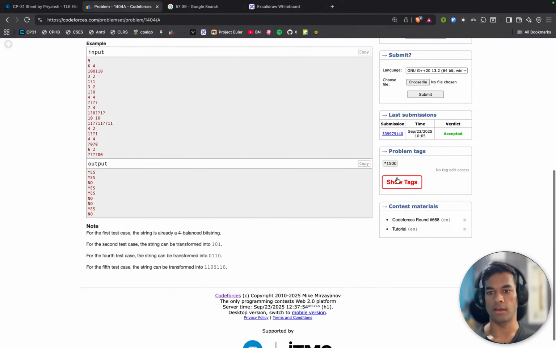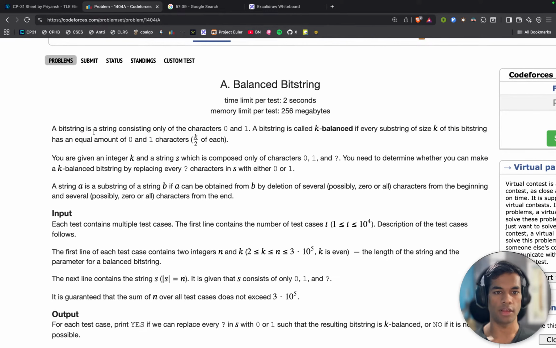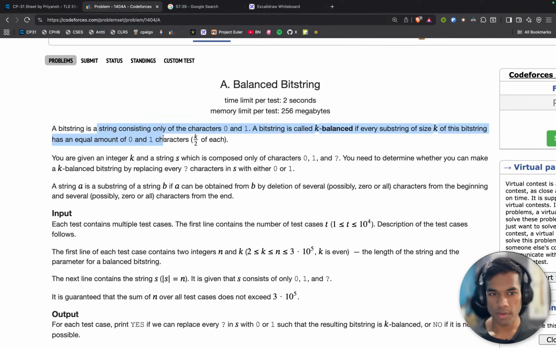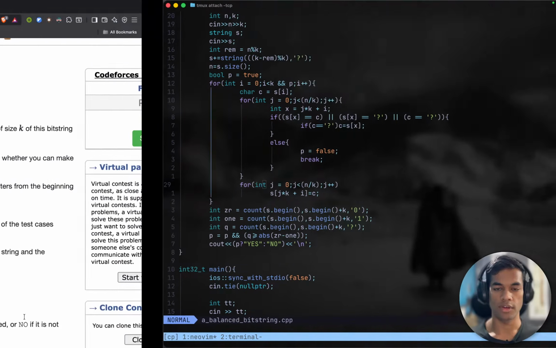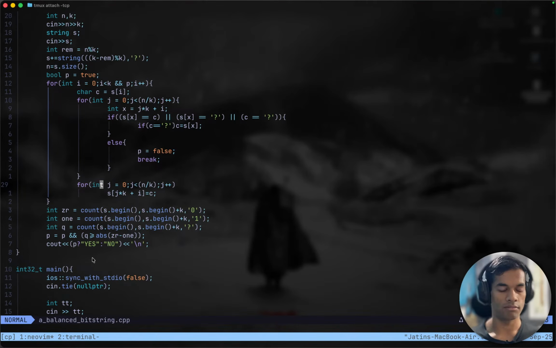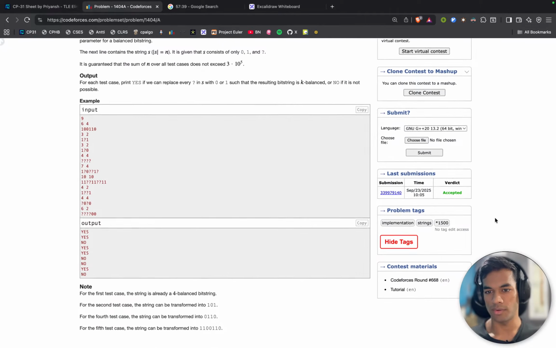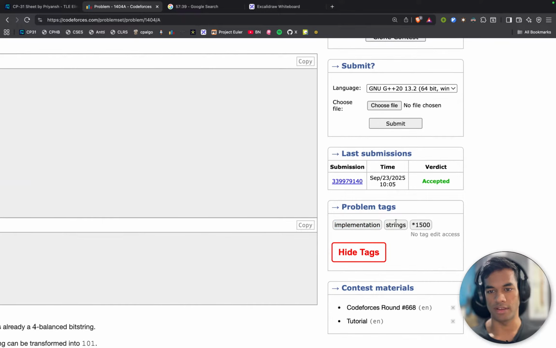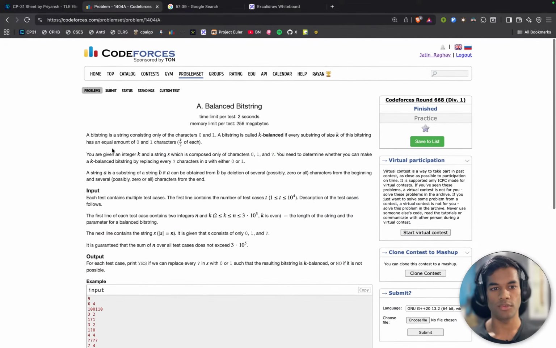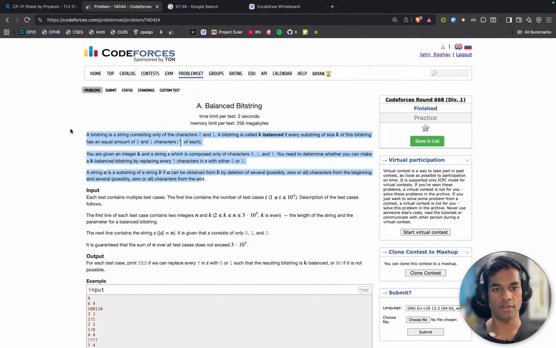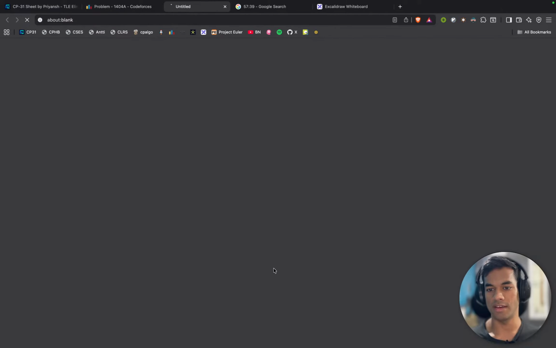Balanced string. What are the tags? I think the tags are going to be constructive algorithm, and what else? Constructive algorithm and loop. Of course, there is going to be a loop. Yeah, constructive algorithm. I don't know. Implementation and strings. This didn't use any heavy data structures, just normal logic.